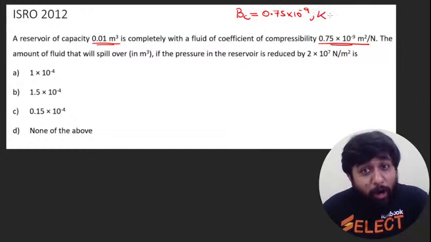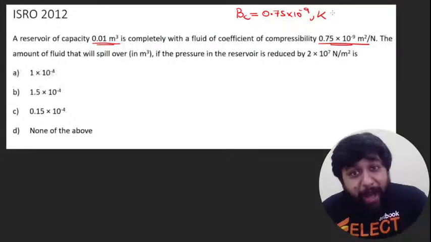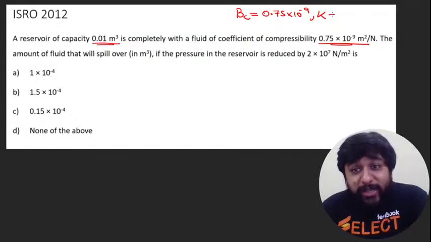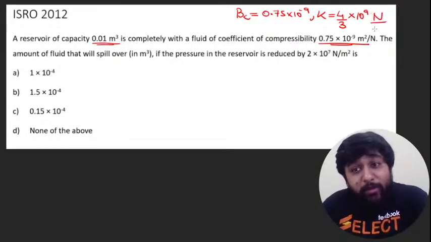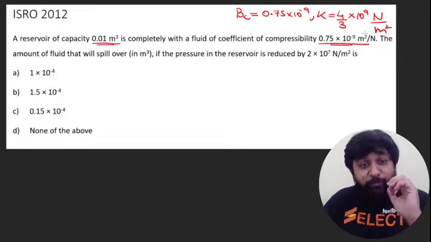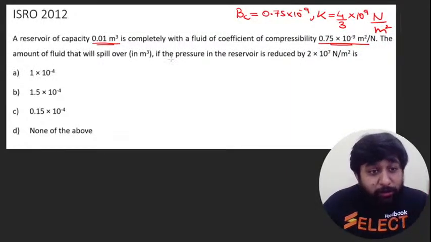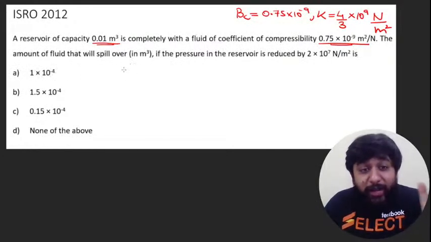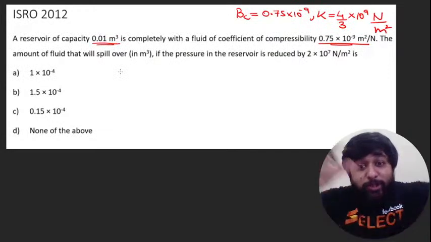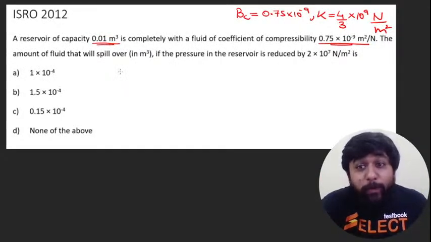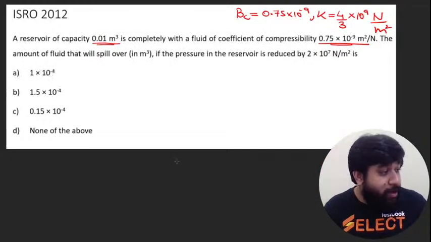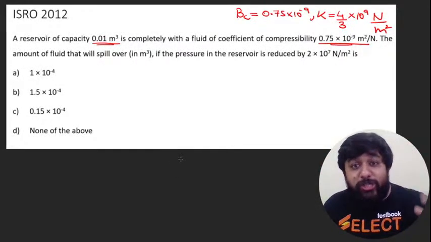So when I write the bulk modulus, that is 1 by beta C. So 1 by 0.75 is 4 by 3, and 10 raised to power minus 9 will go up. This will become 10 raised to power 9 Newton per meter square. So bulk modulus or coefficient of compressibility is given. Now they are asking the amount of fluid that will spill out if the pressure in the reservoir is reduced by 2 into 10 raised to power 7 Newton per meter square. I think they are saying that we will reduce the pressure in the reservoir.